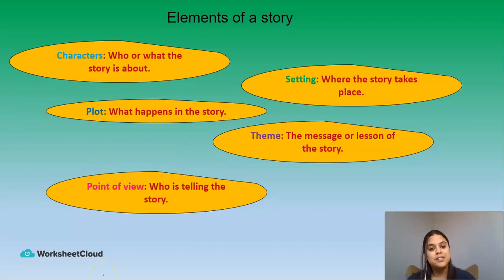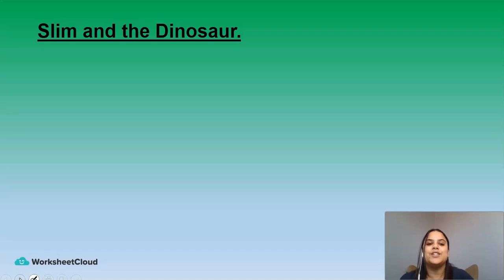And so we're going to take these 5 elements and we're going to apply it to the story of Slim and the Dinosaur. So I'm going to leave it on here for a few seconds for you to get familiar with it, and then we're going to apply it to Slim and the Dinosaur. Okay, so Slim and the Dinosaur. And for now, you should have read the story already. We read it together in the previous lesson, and I left it as your activity for yesterday's lesson. So today, we're going to look at the story and take out the elements of that story.